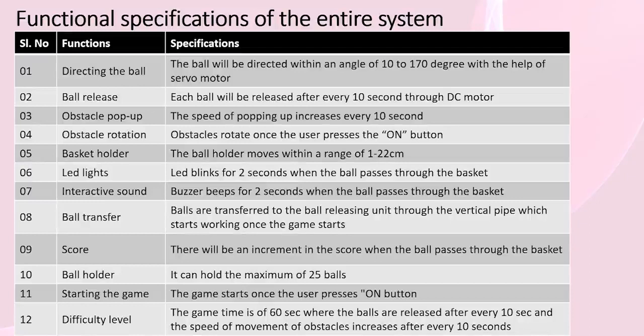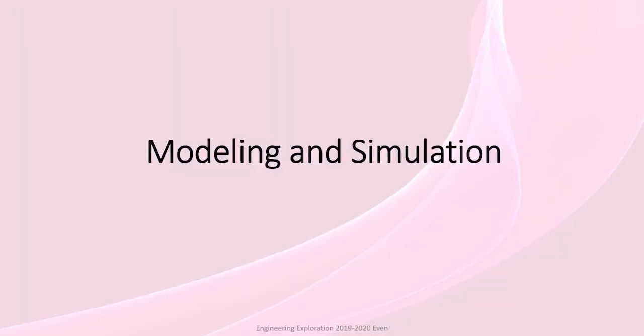Functional specification of the entire system. There are 12 identified functions of the entire course project: directing the ball, ball release, obstacle pop-up, obstacle rotation, basket holder, LED lights, interactive sounds, ball transfer, score, ball holder, starting the game, and difficulty level. All the specifications are defined here. Now I will show you the modeling and simulation part.